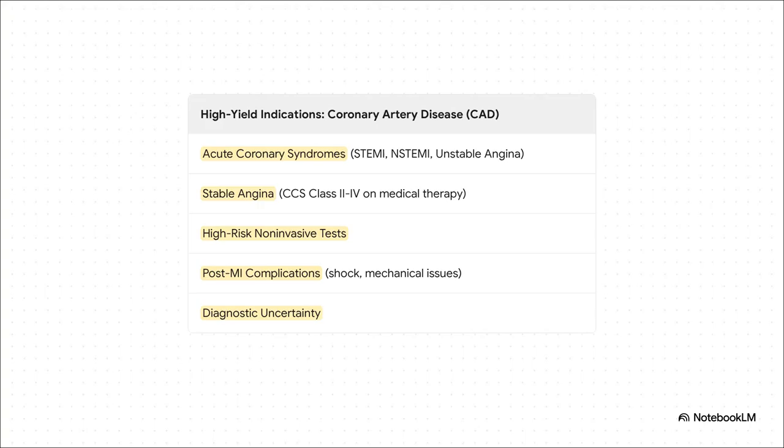Okay, if you're studying for boards, this slide is absolutely critical. The most urgent lights and sirens reason is a STEMI, a big heart attack. The goal there is to get to the cath lab immediately and open that artery. For other acute situations like an NSTEMI, the cath is essential to figure out what's going on and what to do next. And for our stable patients, we're sending them if their symptoms are really bad despite meds, or if a stress test shows us that a big chunk of their heart muscle might be in trouble.